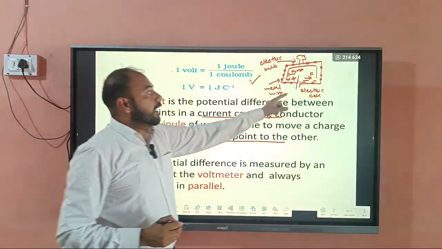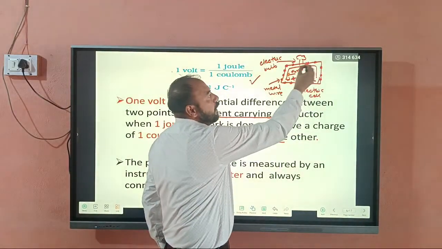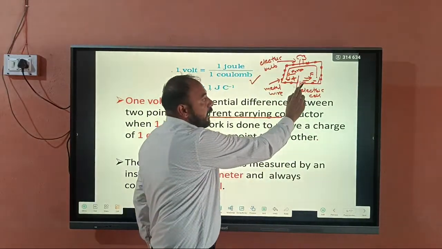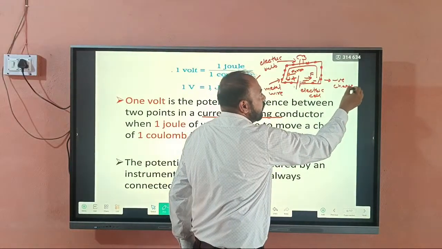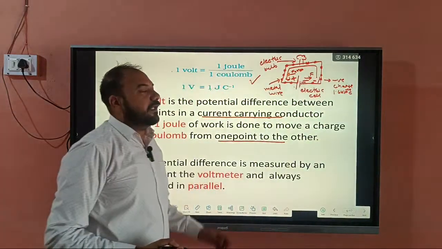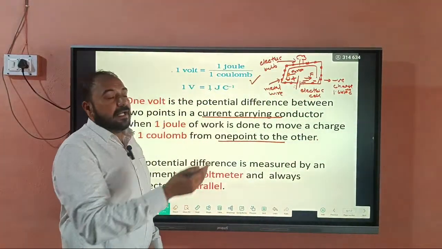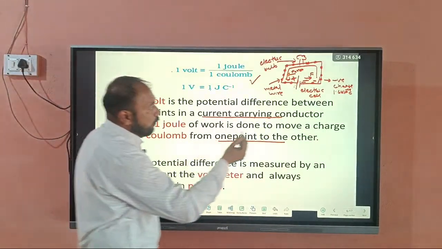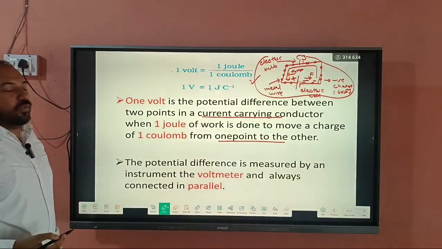So what is the mechanism here? The electric cell applies force on the electrons. These electrons move in the wire and produce electric current. Electrons carry negative charge, 1.6 times 10 raised to power minus 19 coulomb. So the negative charge carriers are repelled by the negative end and come to the positive end, and the electrons generate electric current. This is the mechanism of electric current flowing in a wire.